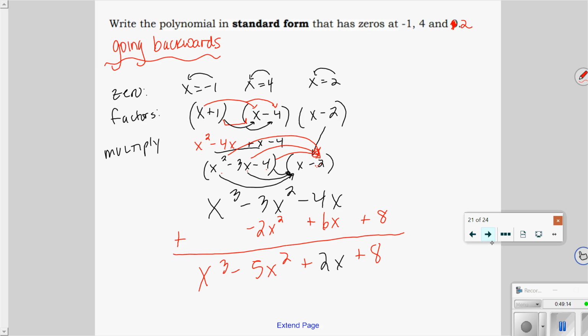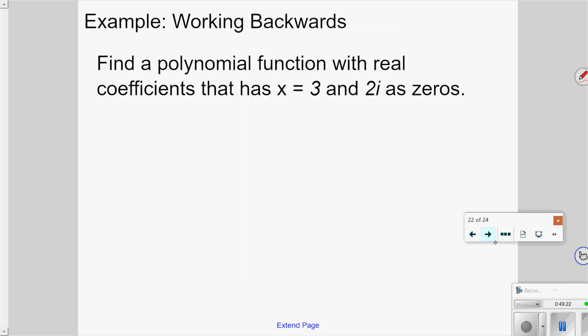Okay? So of course we got to do at least one more. We got to do the i one. All right? So if I had one that had a 0 at 3 and a 0 at 2i, again, I'm going to set it up as zeros. x equals 3. x equals 2i.